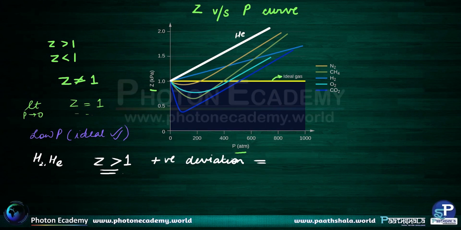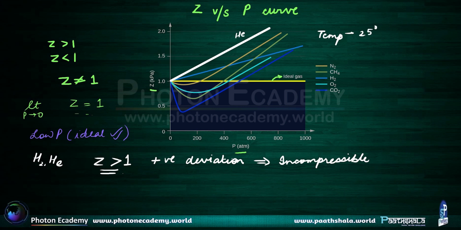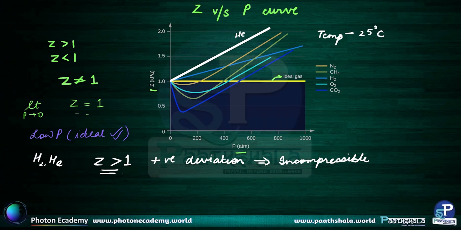It also implies that they are generally incompressible. Remember, the plots here have been plotted at room temperature, that is 25 degrees Celsius. So at 25 degrees Celsius, hydrogen and helium do not show negative deviation. They are incompressible. But when we reduce the temperature, they will show negative deviation.